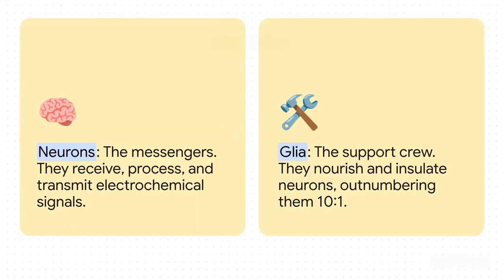Now, if we zoom way in, this whole system is built from two main types of cells. First, you have the stars of the show, the neurons. They're the messengers, the ones sending all the signals. But then you've got the unsung heroes, the glia. They're the support crew, basically. They nourish and insulate the neurons. And here's a great little fact for your quiz. Glia actually outnumber neurons by about 10 to 1.